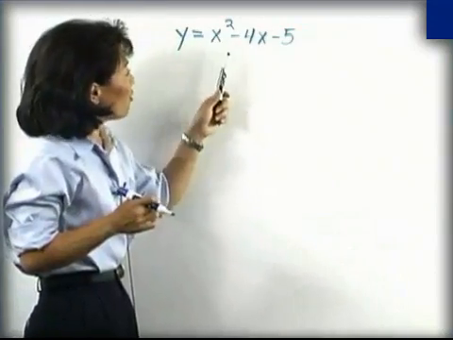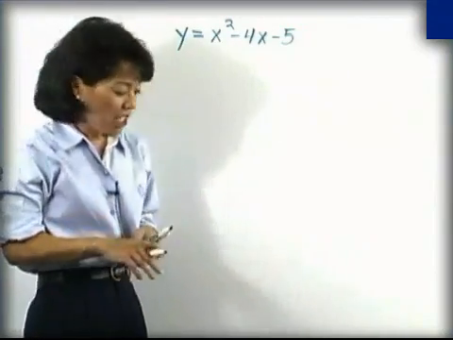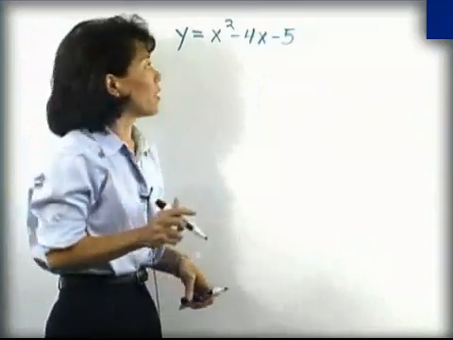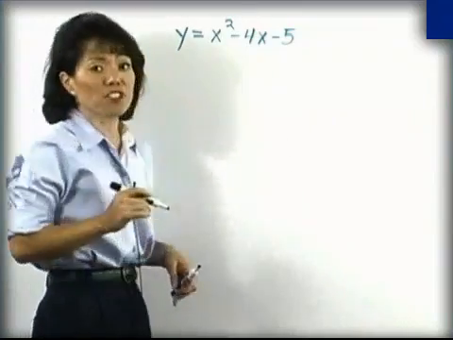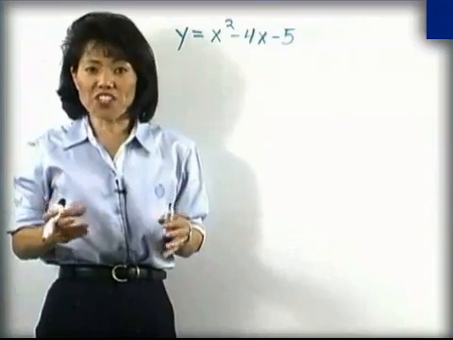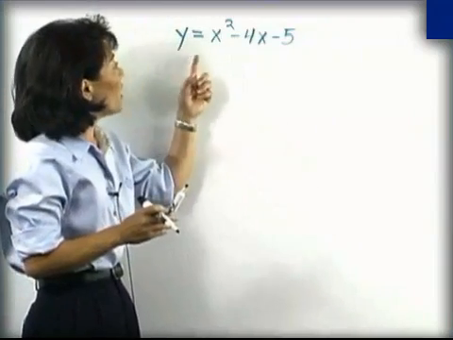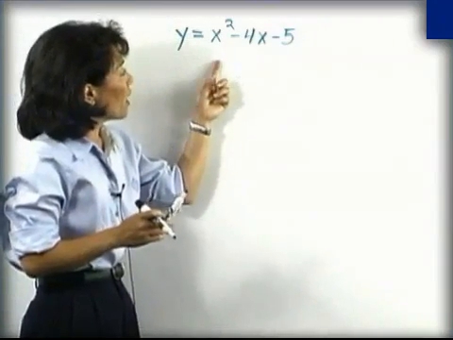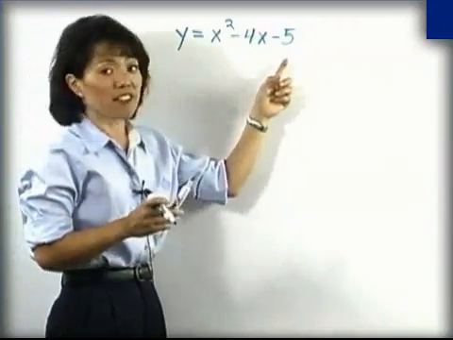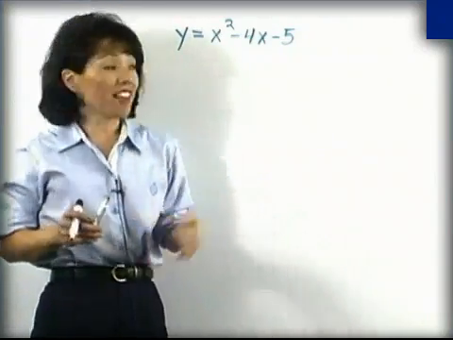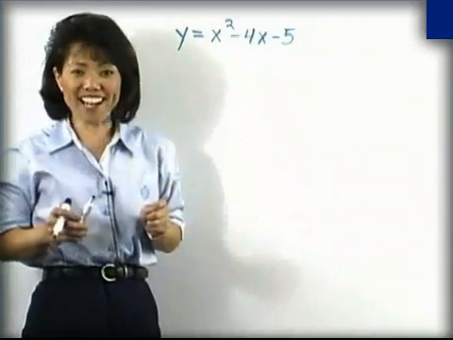Now, to find the vertex of a parabola, you must memorize a very small formula. First of all, we have to make sure that our quadratic equation is of the form y equals ax squared plus bx plus c, which fortunately for us, this equation is already there.